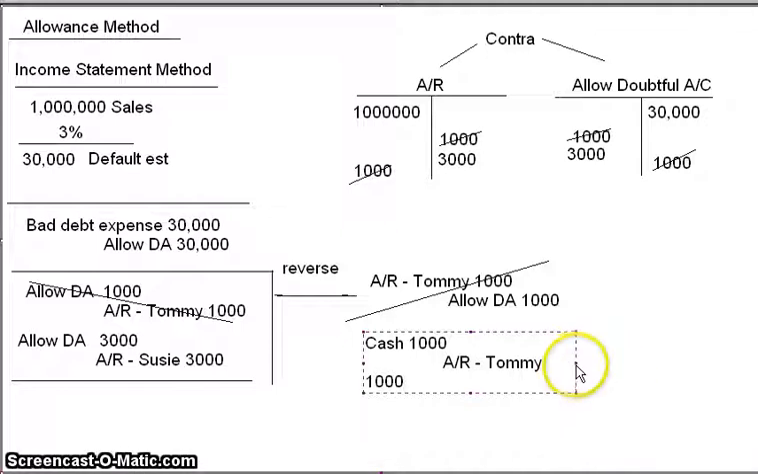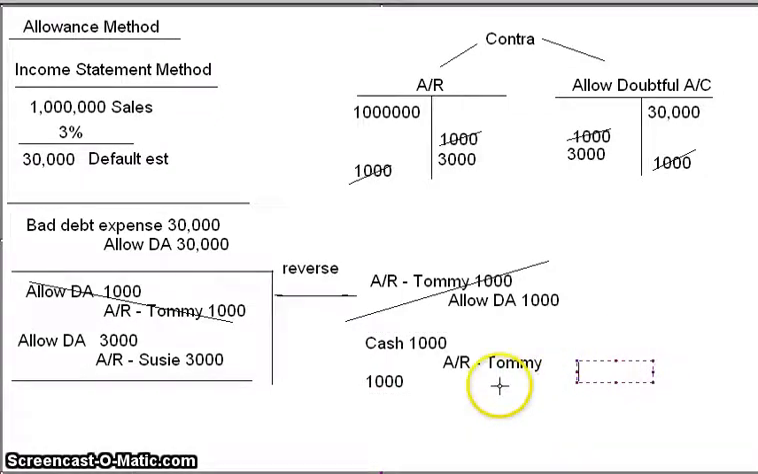Okay. And that is how we do it. Well, that didn't work out quite right, but you get the idea. Accounts receivable Tommy goes over here. There's my $1,000. Okay. So what happens here is we have now just done the income statement method. We took a percentage of sales and we used that $30,000 to estimate our allowance for doubtful accounts. And then we had several transactions on it. Okay, I'll continue with the balance sheet method in the next section.